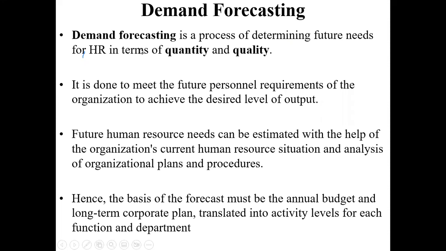Demand forecasting denotes the process of determining the future needs of human resources in terms of their quality and quantity. It denotes the process of ascertaining the future need of human resources in terms of their quality and quantity, which means that as we speak now, maybe you don't need them, but you need them when, for instance, the campus we are going to create is ready and we want to run it.